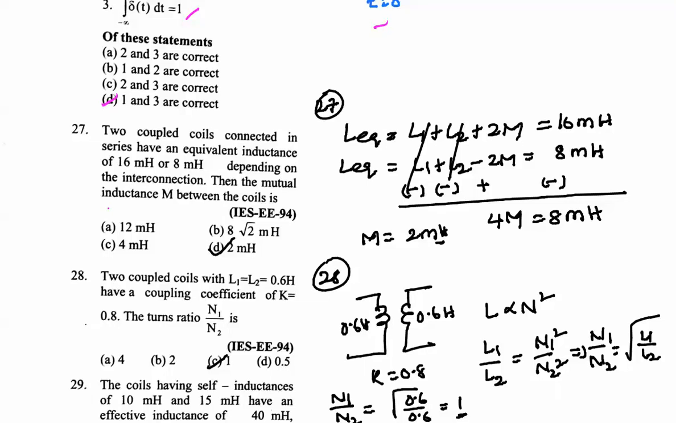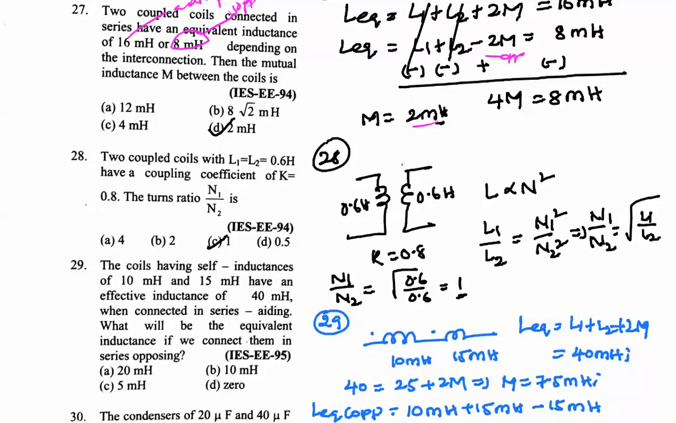Next, two coupled coils in series have an equivalent inductance of 16 or 8 millihenry. That means one is for series aiding and the other is for series opposing, depending upon the interconnections. Then the mutual inductance M will be found from L equal is equal to L1 plus L2 plus 2M for series aiding, and L1 plus L2 minus 2M for series opposing. From these two equations we get M as 2 millihenry.